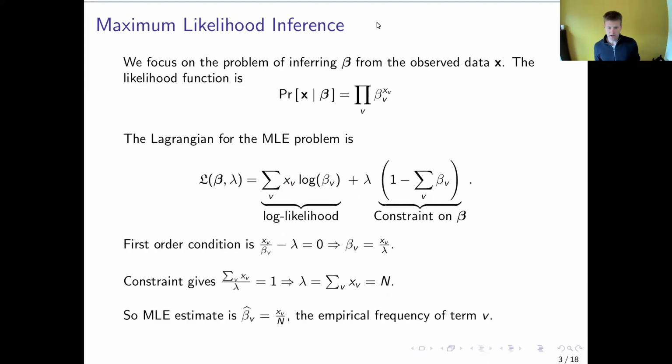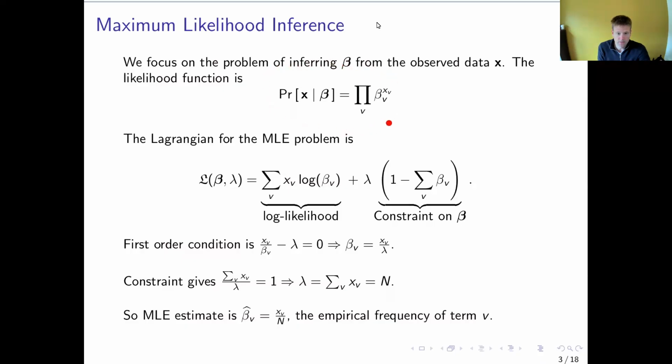So what we want to do now is talk about ways of estimating the model parameters, which are these multinomial probabilities, which represent the probability of seeing terms in text. Now, on this slide, we are setting up a maximum likelihood problem. So we're going to begin with the likelihood function.